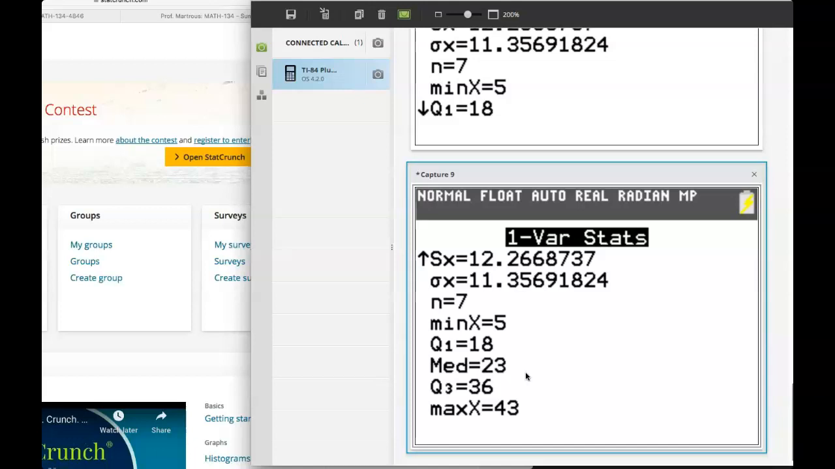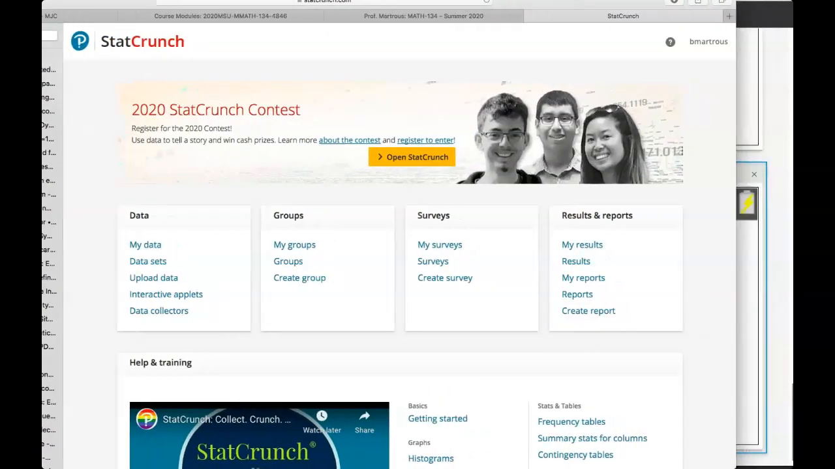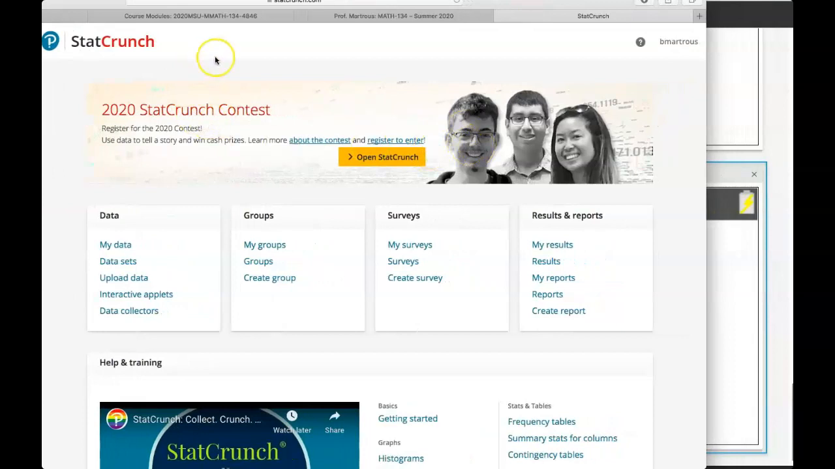Okay, now I want to try the same thing for the same data set using StatCrunch. So let's use StatCrunch. Type in StatCrunch and sign in using the same username and password that you have on Pearson. Now open StatCrunch. I'm not entering our groups, I'm just using this open StatCrunch.